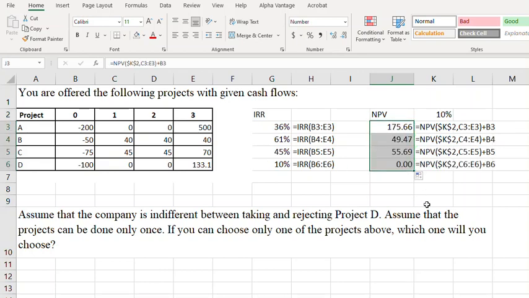So you can see we're indifferent. We get a 10% rate of return in project D, but it adds no additional value because the cost of funds is 10%. So we're just breaking even, and that's why we're indifferent in project D.